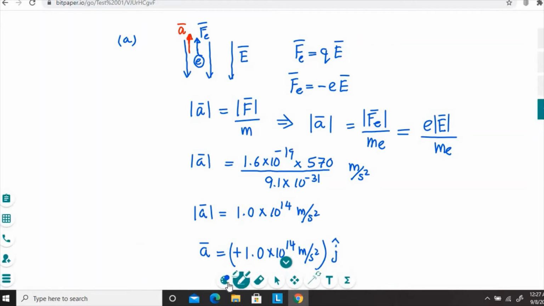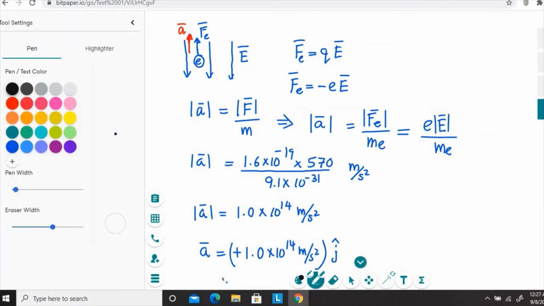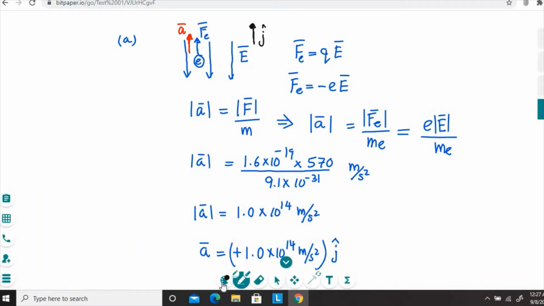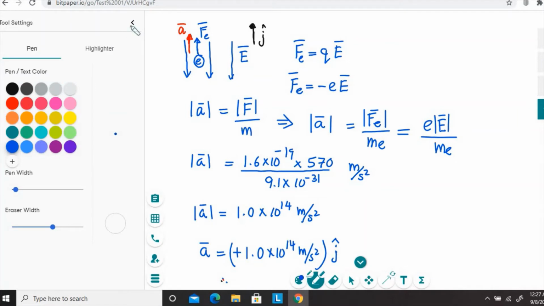So that means I'm defining j hat along the positive y direction. So this is the j hat vector, and that is in the positive y direction. Okay, so that's why I expressed it in terms of unit vector notation. So this is the answer for the first part.